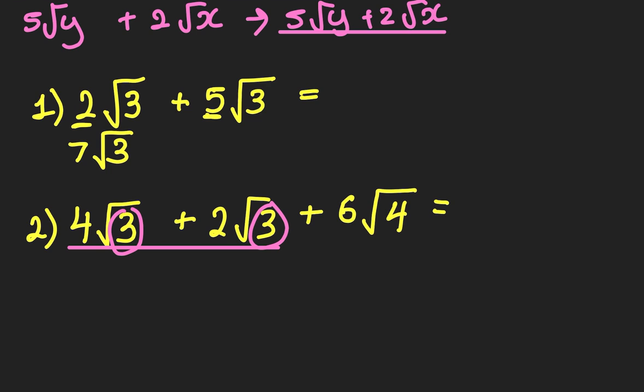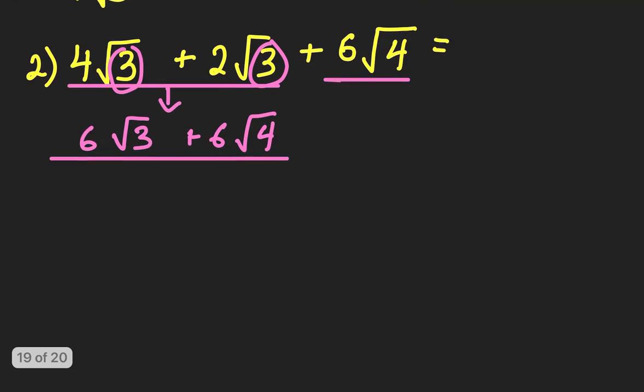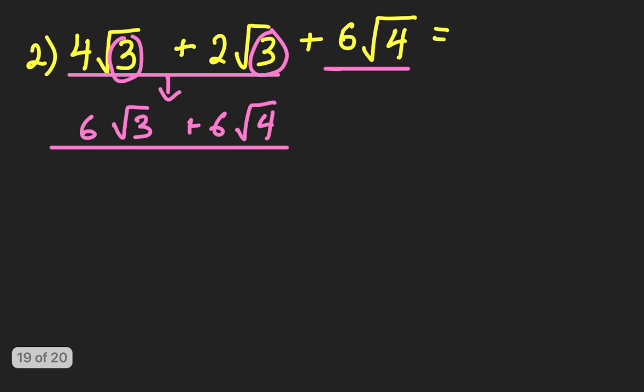So we have this to be equal to 6 root 3, resulting this to be alone with nothing to support it to simplify it even more. So now we have 6 root 3 plus 6 root 4. I'll go for a last example just to strengthen that last bit.